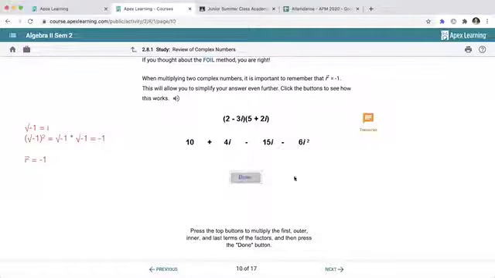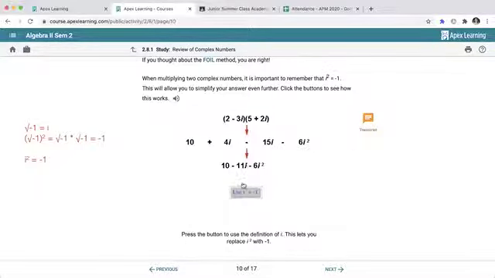Then the next step we would do is combine like terms. So we would have 4i minus 15i. And then finally, we can replace i squared with a -1. So this would be like saying -6 times -1, which is going to get us a +6 value here.